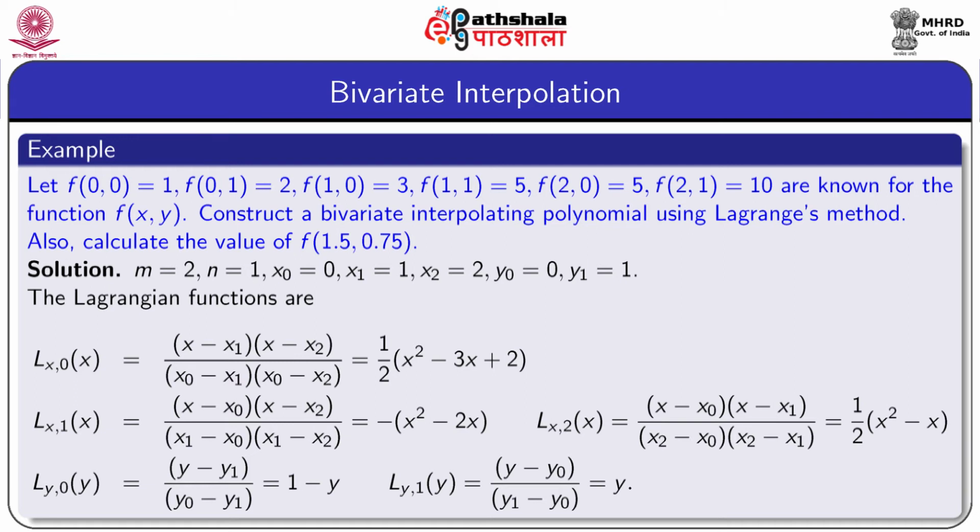The Lagrangian functions are Lx0 of x equal to x minus x1 into x minus x2 whole divided by x0 minus x1 into x0 minus x2. After substituting the values of x0, x1 and x2, this expression reduces to half into x square minus 3x plus 2. Similarly, Lx1 of x is equal to minus x square minus 2x, Lx2 of x equal to half of x square minus x, and similarly Ly0 of y equal to y minus y1 whole divided by y0 minus y1 equal to 1 minus y.